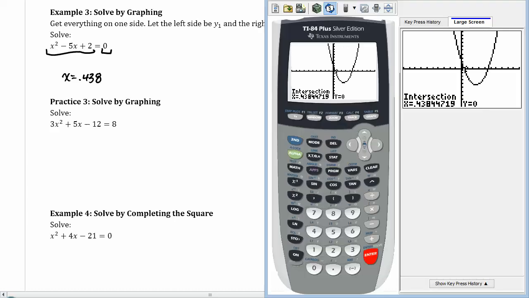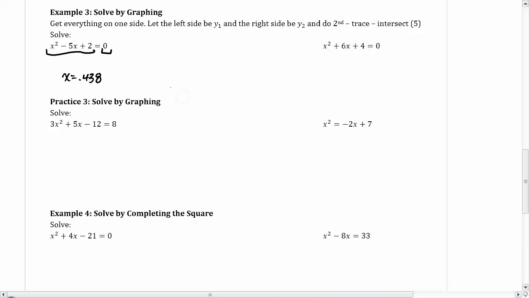Okay, well the second one is where it crosses over on the other side. So this is the right side of the parabola where it's coming back up. Second trace intersect again. Go to the right until you're close to that intersection. Where it says first curve, you can hit enter. Second curve, as long as it didn't move at all, you can hit enter again. For guess, hit enter. So this one is around 4.5615. So that'd be 4.562 when you round correctly. X equals 4.562. Okay, so these are your two solutions, solving by graphing.